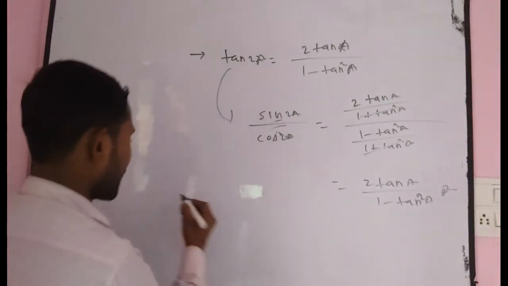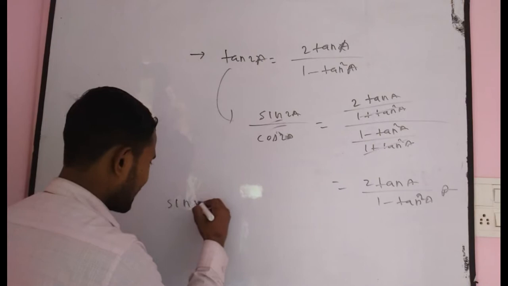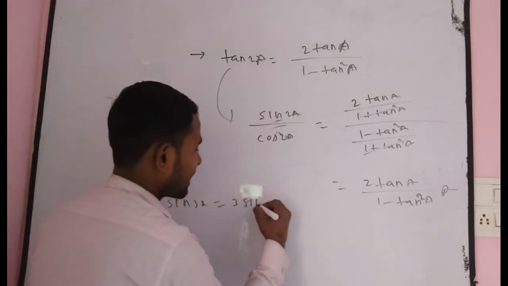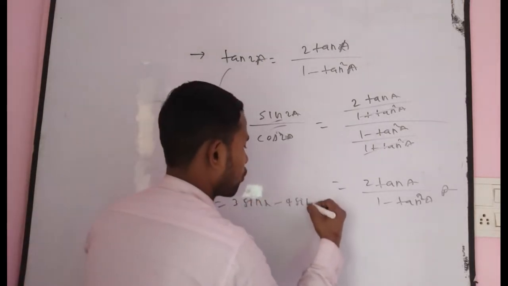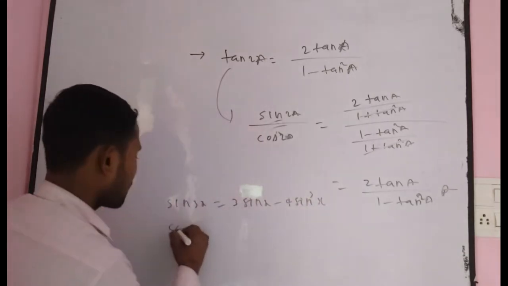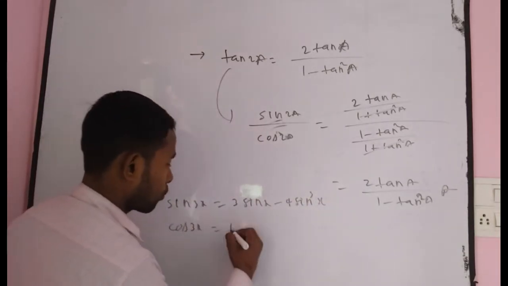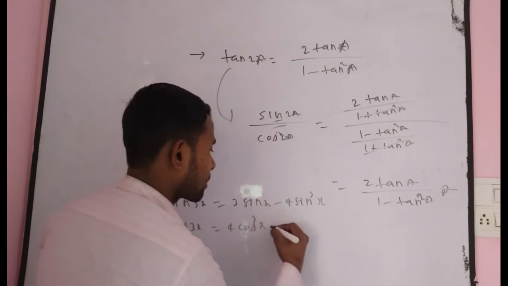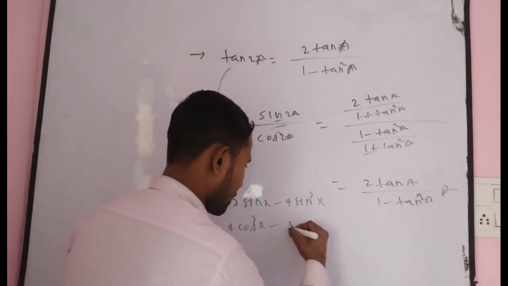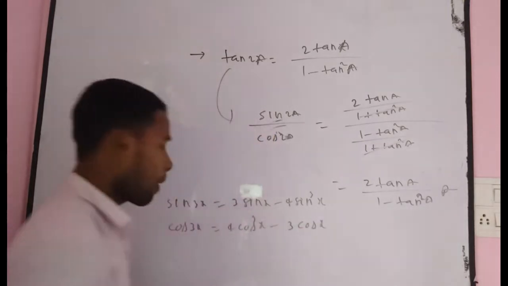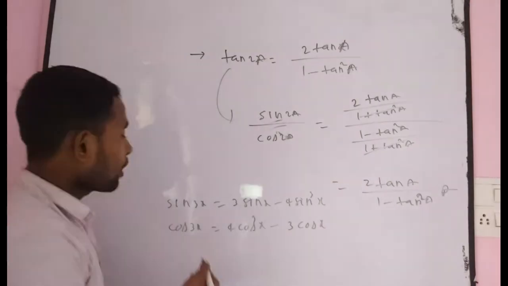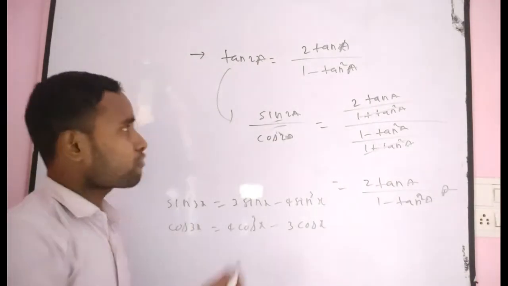Now I want to write the next formula. Sin 3x is equal to 3 sin x minus 4 sin cube x and cos 3x is equal to 4 cos cube x minus 3 cos x. It is the formula of cos 3x. If you want to prove this formula, you can also prove it similarly.